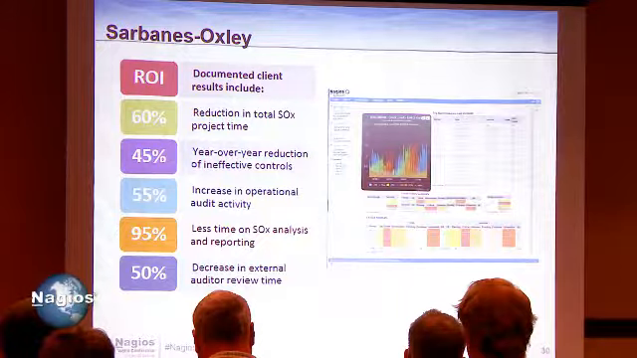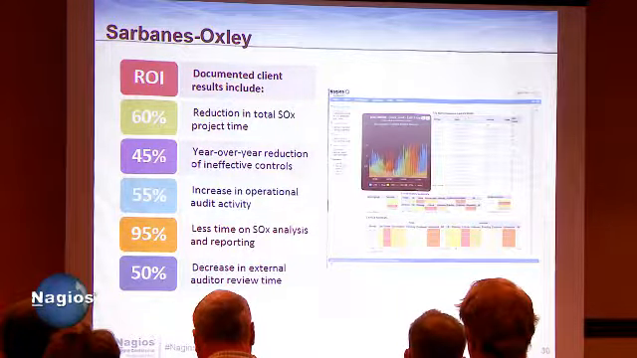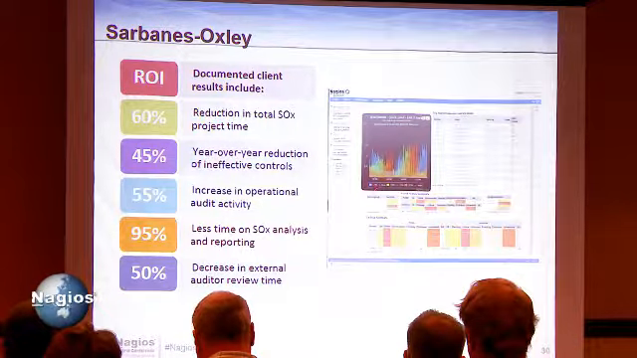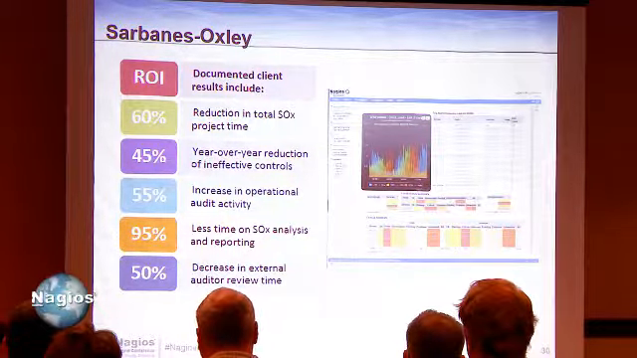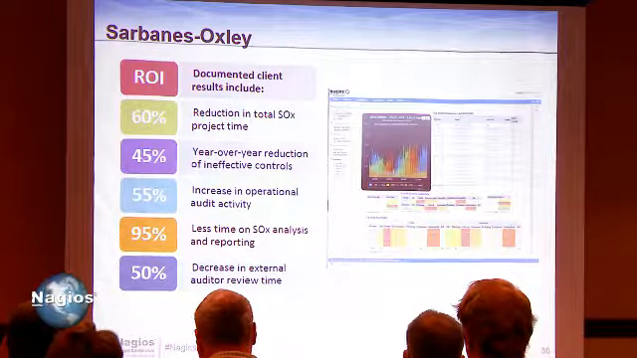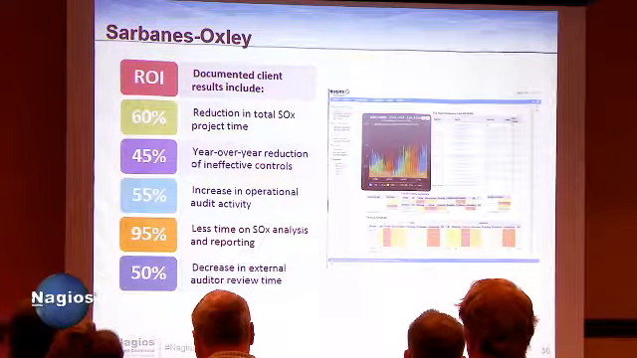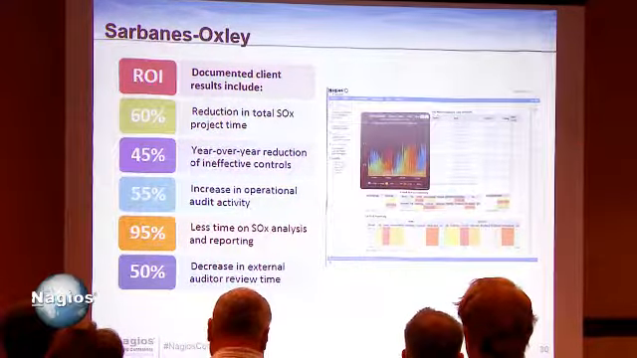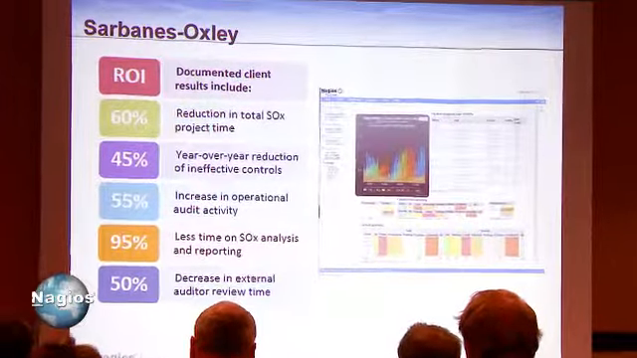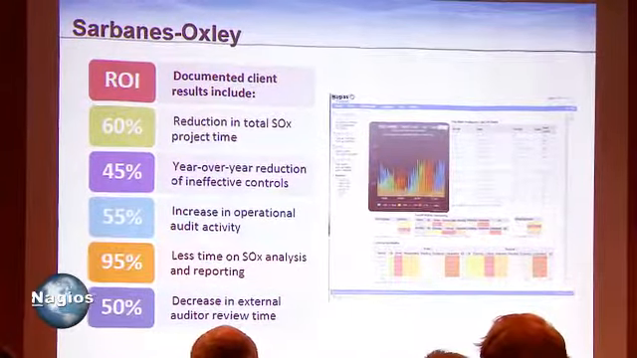A little history. How? We have these types of reports, graphs, history, and document client results. Reduction in total project time, year-over-year reduction in ineffective controls. With Nagios, we can have effective controls. Increase in operational audit activity.